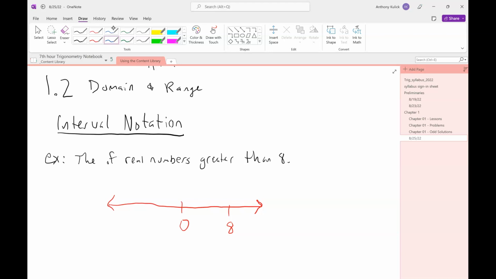So I'm going to start with my number line. I always put 0 on there just as a reference. And then the other number I care about is 8. Everybody's good with that? Okay. So it says this is the set of real numbers greater than 8. Is 8 greater than 8? No. So at 8, should we use an open circle or closed circle?